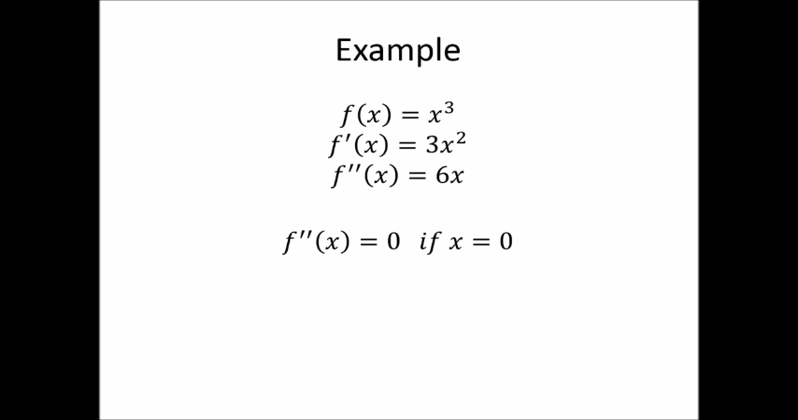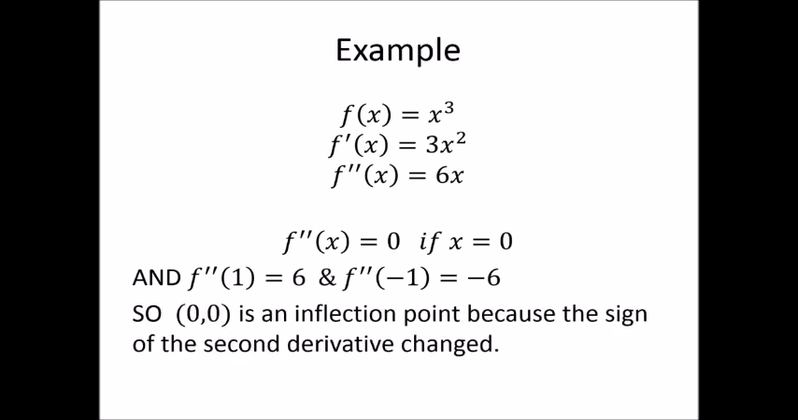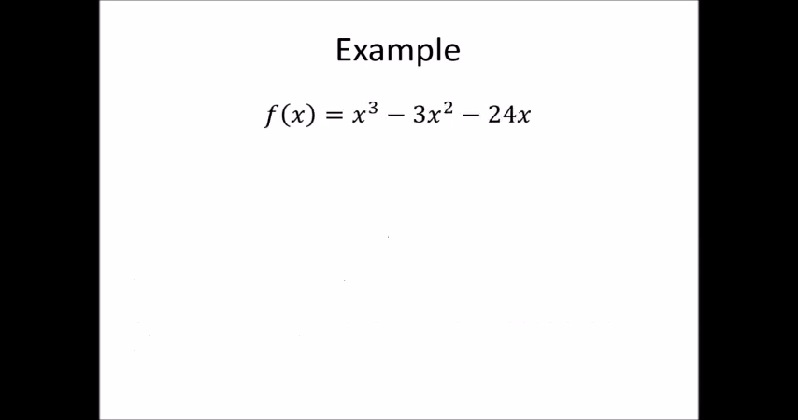So we will pick 2 test points on either side of the potential inflection point. Again, I'll choose 1 and -1 just because they're easy. I look at my second derivative. There it is, 6 and -6, so the sign does change. So what that means is that (0, 0) is an inflection point because the sign of the second derivative has changed. Here's another example for you to try. Go ahead and pause the video.